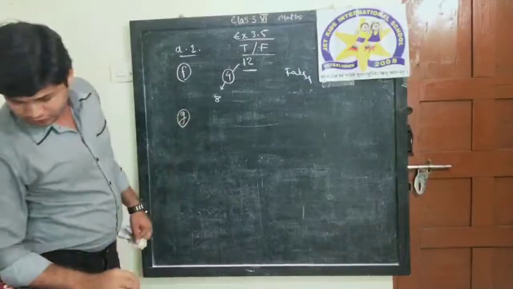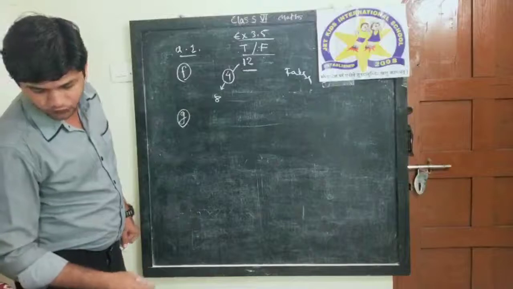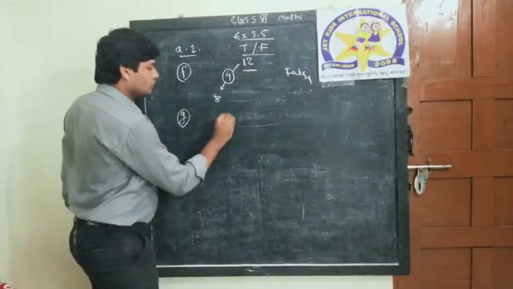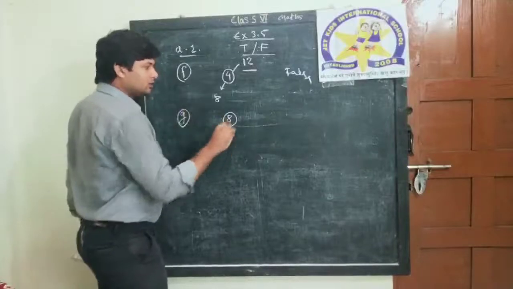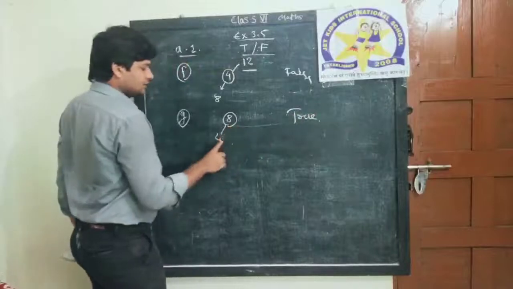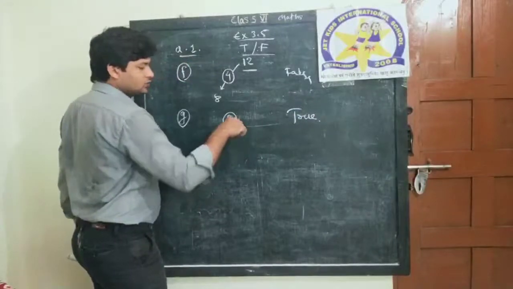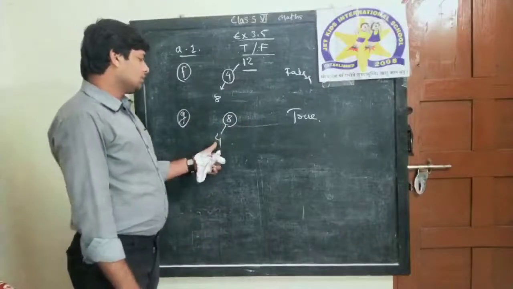Next question is, all numbers which are divisible by 8 also be divisible by 4. Without any doubt, write true. Why? Because 4 is the factor of 8. So any number which is divisible by 8 will be divisible by 4.